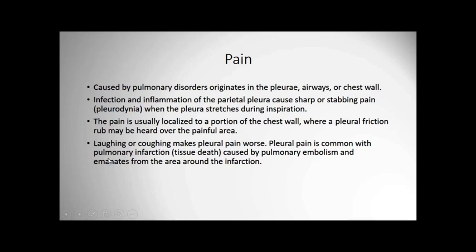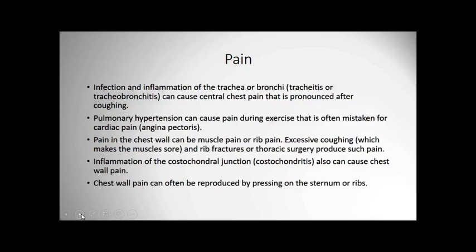This can occur, for example, with pulmonary infarction, because of the necrosis, because of the death of the tissue, in pulmonary embolism, and originates in the area around the infarction because of the release of inflammatory cytokines. If the infection or inflammation is in the trachea or in the main bronchi, which is called tracheitis or tracheobronchitis, it will produce a more central chest pain, and sometimes it's difficult to differentiate from cardiac chest pain. We have to rule out cardiac problems. And normally, this central chest pain will be worse after coughing.